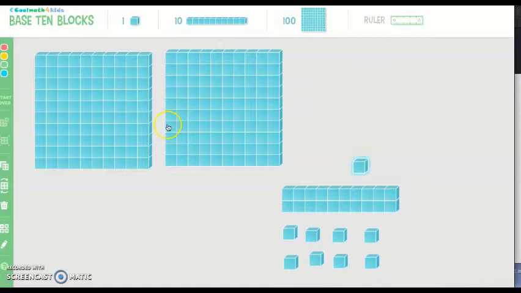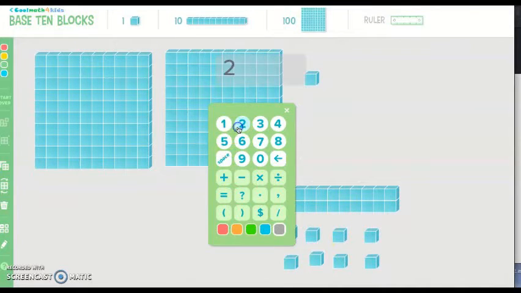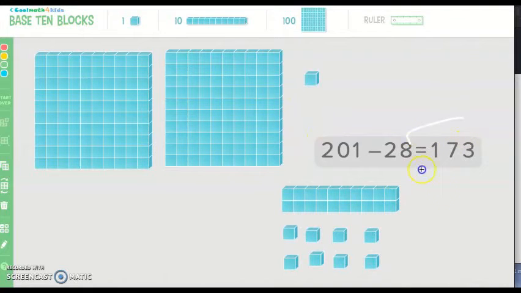The next thing that the student would say is, let's take away this 28. So with the 201 minus 28, a student would be left with 173. This is the number that is the solution right here. 173 is the solution. I'm not the best at representing it in these blocks, but this is what it would look like with these blocks.